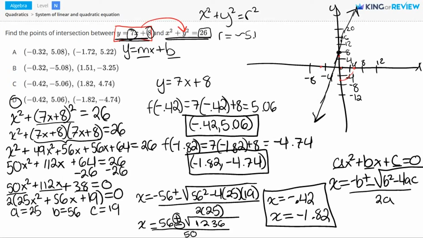So I'm just drawing a rough plot of the circle. And there you go. The circle's in red and the line is in black. And let's see where these two intersect. We have a point of intersection about here and another one that's right about here.